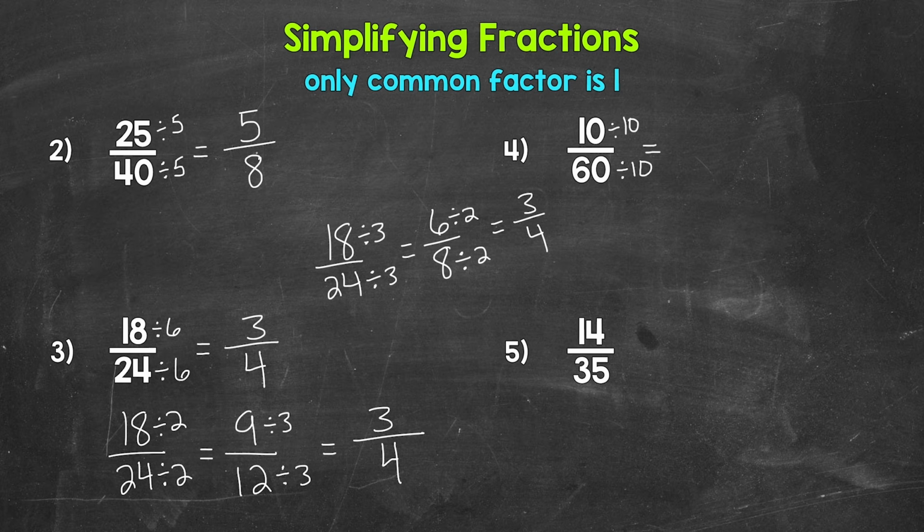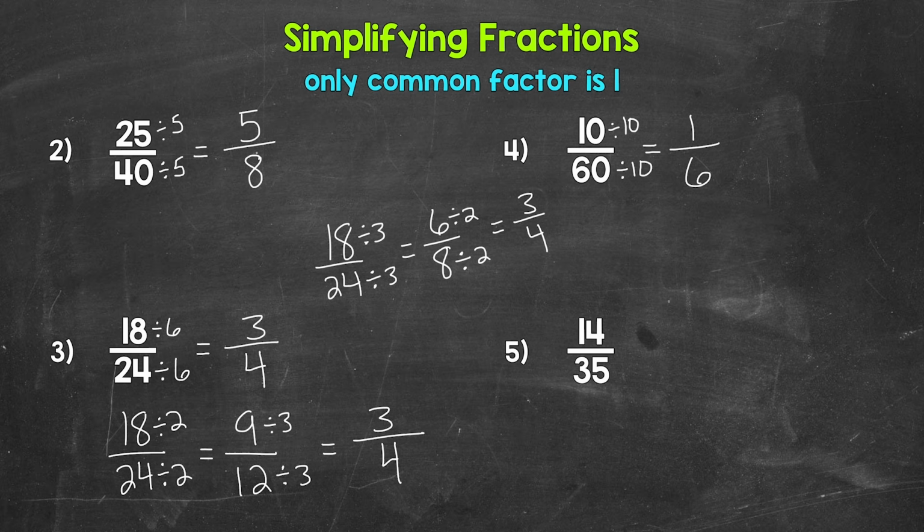10 divided by 10 gives us 1, and 60 divided by 10 gives us 6. So we end up with 1/6. The only common factor between 1 and 6 is 1, so we are done here. This is simplified. Lastly, let's move on to number 5, where we have 14/35. So are there any common factors here other than 1 that we can divide by?